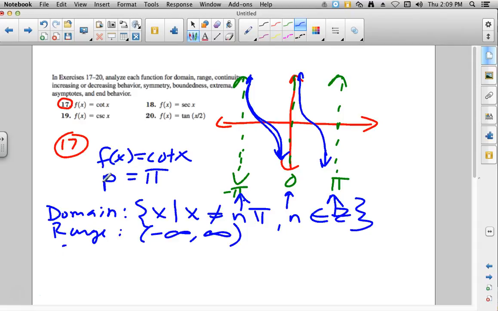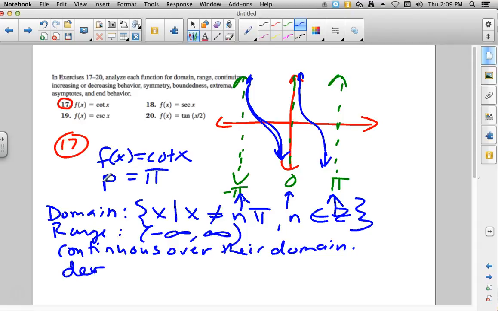Continuity, well, these are continuous over their domain. And that means for each one of the periods that we see over here, let's say from 0 to pi, if you were to graph cotangent, you would see you don't have to lift your pencil up to make that happen. It's just one smooth move as you do that. Next on the list, increasing or decreasing behavior. This is decreasing for cotangent. Starts high, goes low.